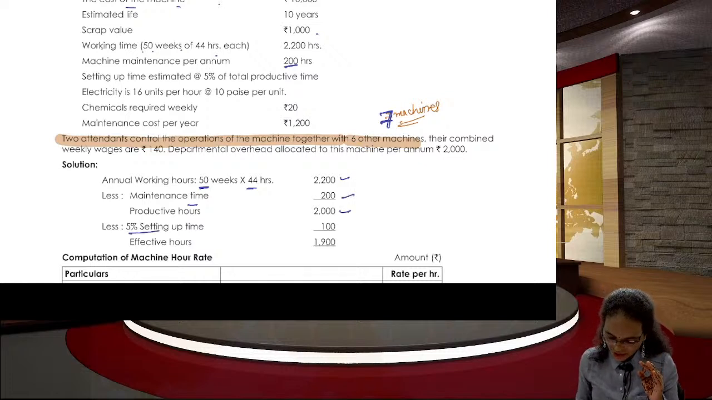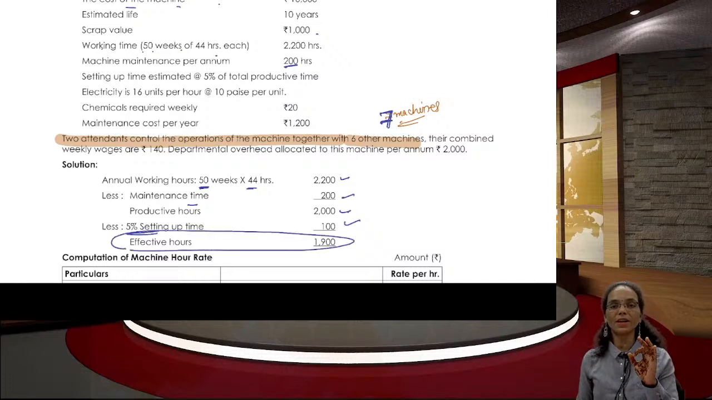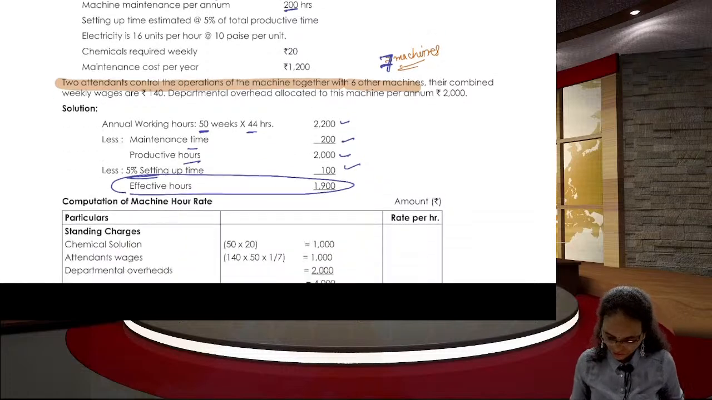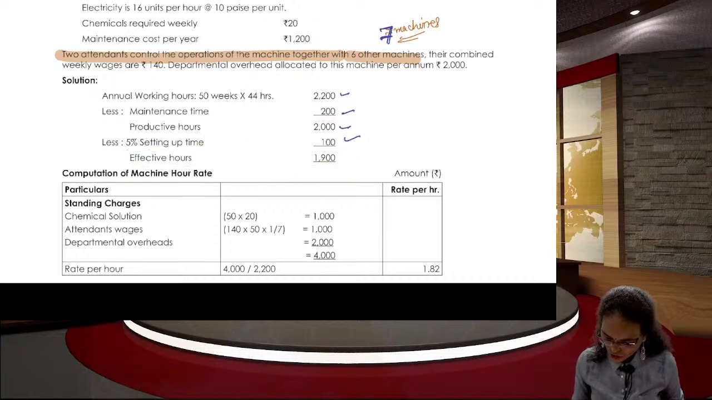In this, 5% is the setting up. 2000 into 5% is 100, so this is for the setting up. So effective hours, only 1900 hours are the effective production hours. 100 hours you are taking for the setting up, and 200 hours for the maintenance. Right. So here, compute the machine hour rate.